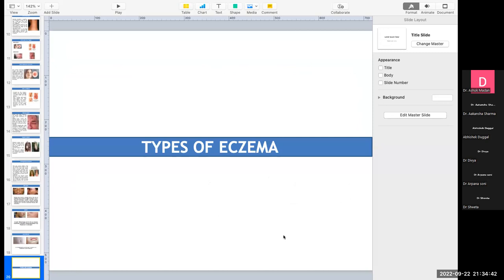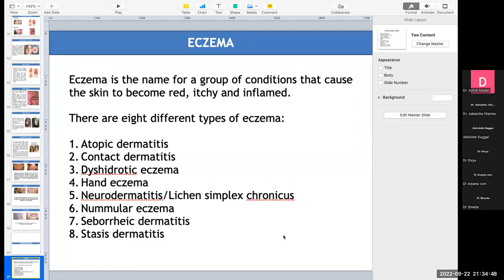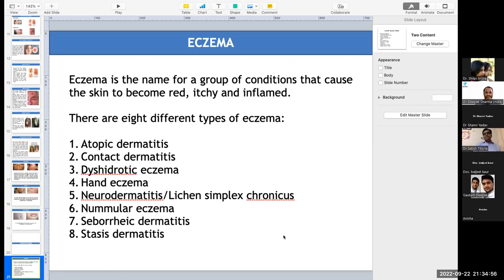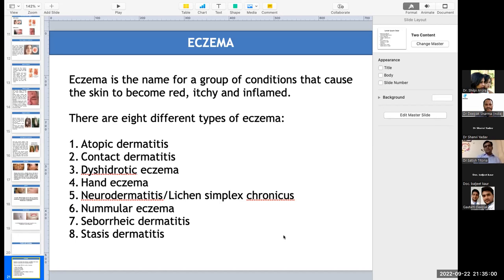Now we come to eczema, which is the next common type of skin disease. Eczema is the name of a group of conditions that cause the skin to become red, itchy, and inflamed. There are 8 different types of eczema. The names are atopic dermatitis, contact dermatitis, dyshidrotic eczema, hand eczema, neurodermatitis or lichen simplex chronicus, nummular eczema, seborrheic dermatitis, and stasis dermatitis.